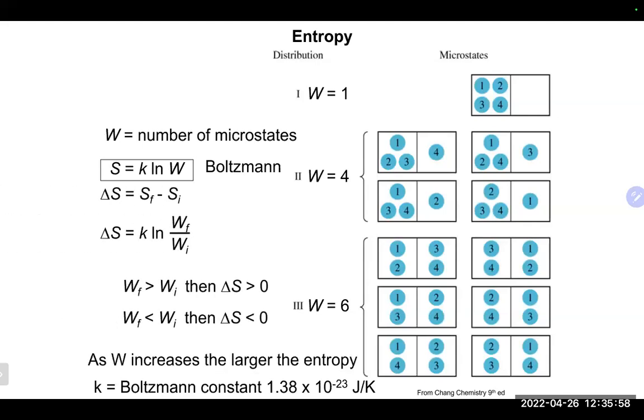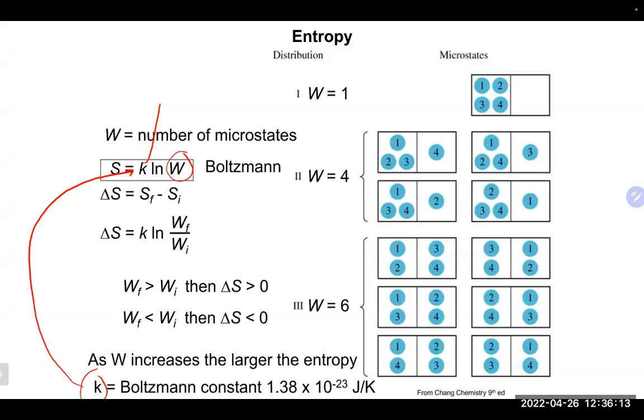So there is a relationship between entropy and what is referred to as probability and what is referred to as microstates. And that is what the W stands for here. That is what is known as Boltzmann's constant, which is down here. So the entropy is equal to Boltzmann's constant times the natural log of W.